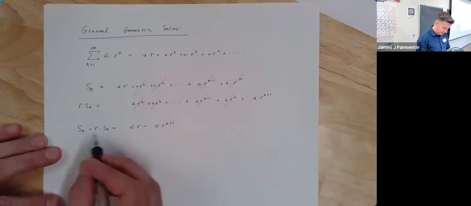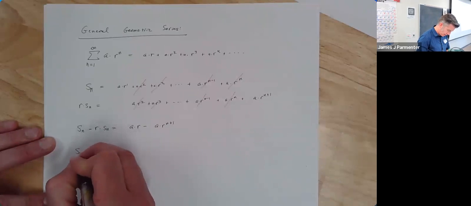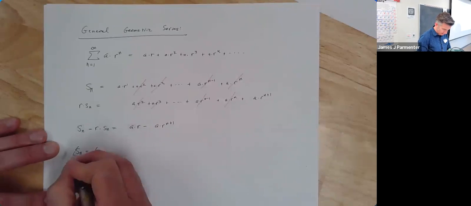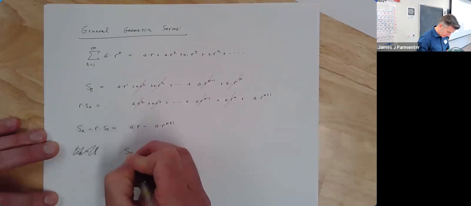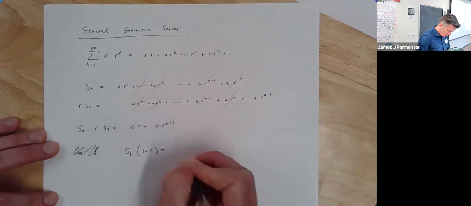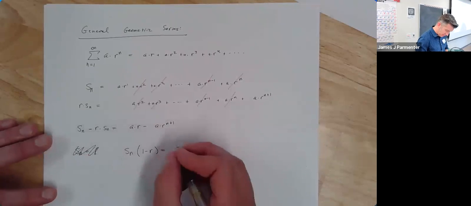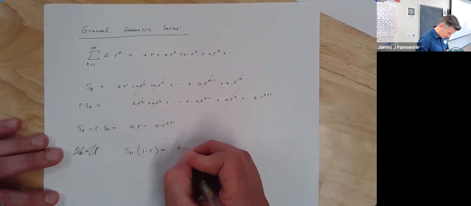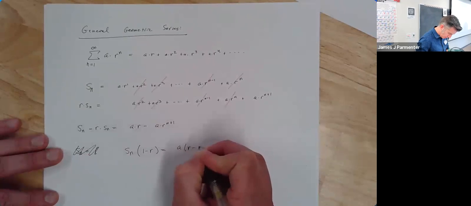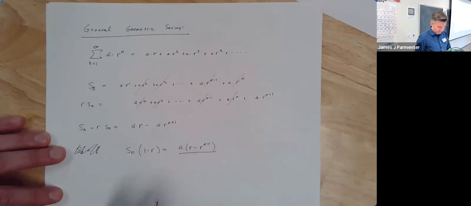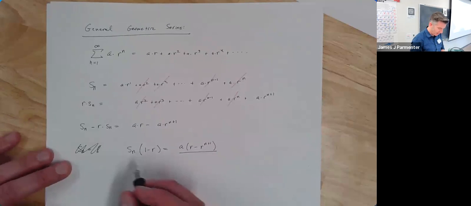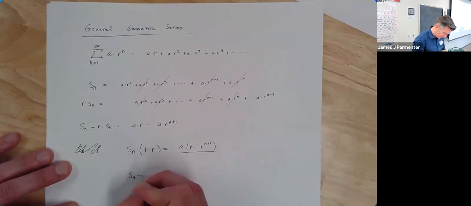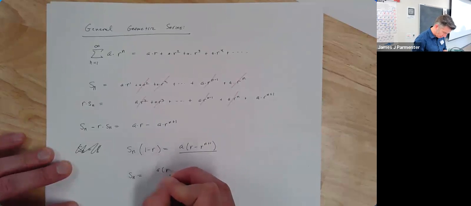Okay, now I'm going to factor out the Sn. So Sn times 1 minus r. And also on the other side, I might as well factor out the a. The a times r minus r to the n plus 1. And then finally, solving for Sn, you get a times r minus r to the n plus 1 over 1 minus r.